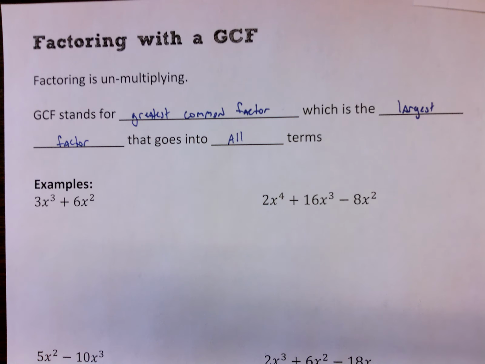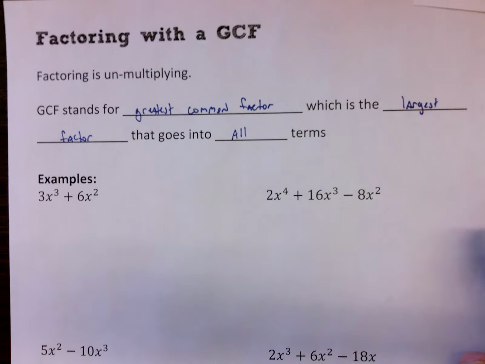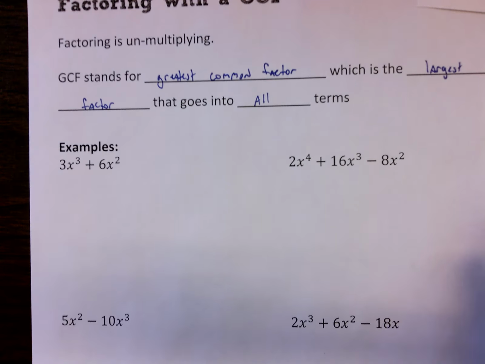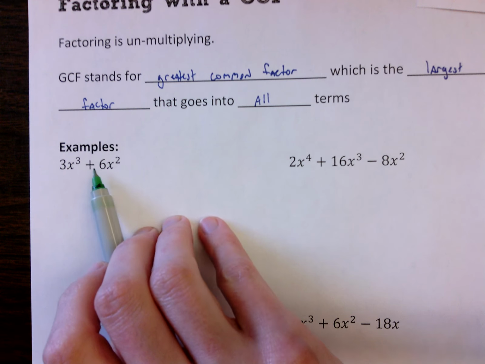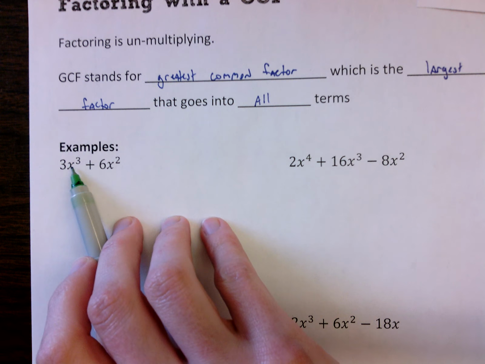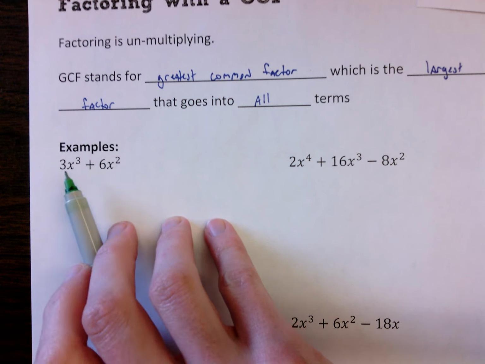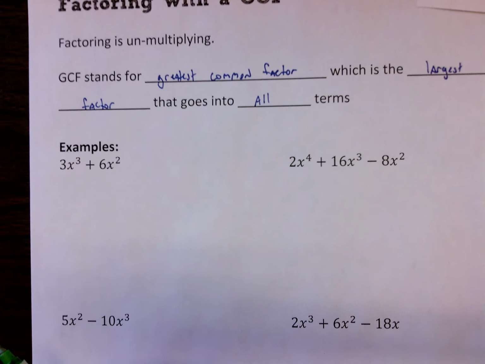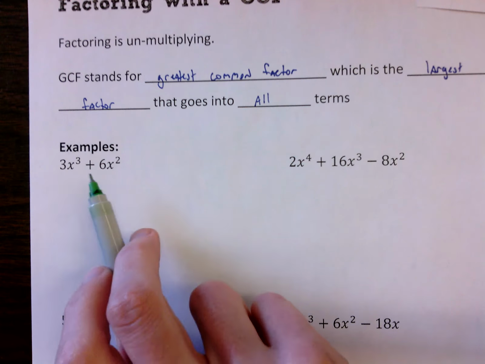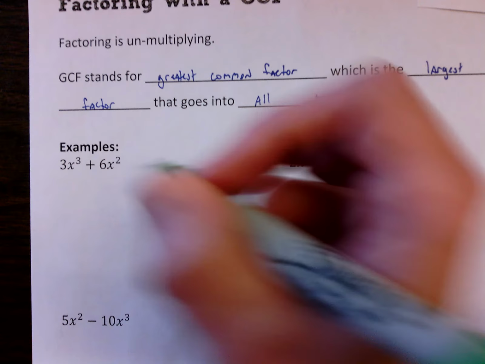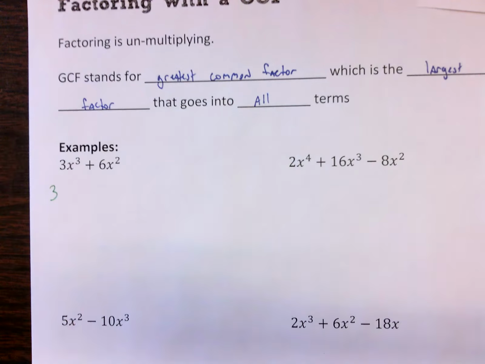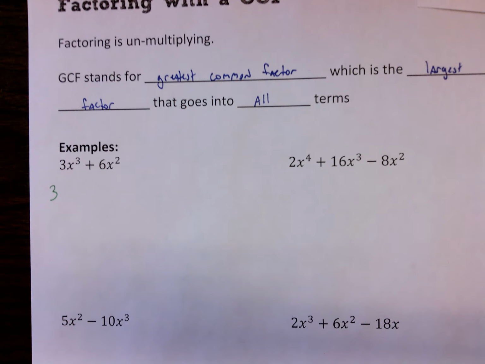So this first one, I'm going to start by looking at just the number part. I'm going to ignore the x's for now and just look at the numbers. So here I've got a 3 and here I've got a 6. And I want to figure out what's the biggest number that I can divide into both 3 and 6. In this case, 3 is the biggest number that would go evenly into both of those. So I'm going to start by just writing down 3. That's the biggest number that goes into both 3 and 6.